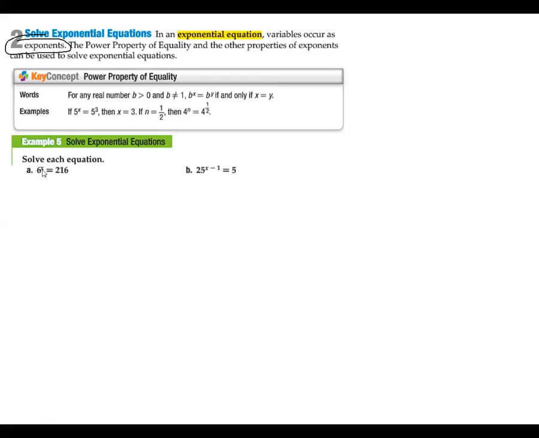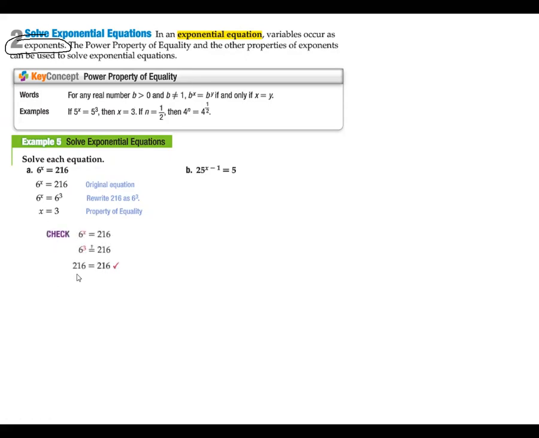If I have 6 to the x equals 216, notice a problem is that the 216 is not expressed with a base of 6. So what you can do is rewrite 216 as a power of 6 if you can do it. Now 216 happens to be 6 cubed. So this equation simplifies to 6 to the x equals 6 cubed, and the power property of equality says that if I have two expressions set equal to each other with the same base, then the exponents have to be equal to each other, and x equals 3.